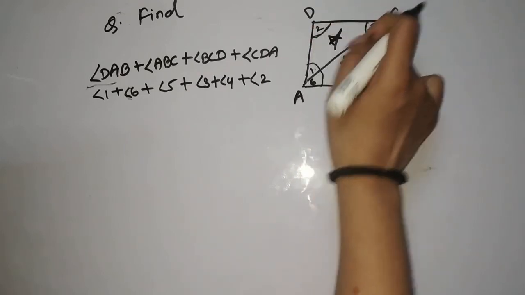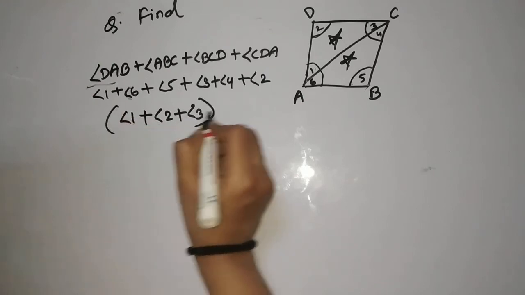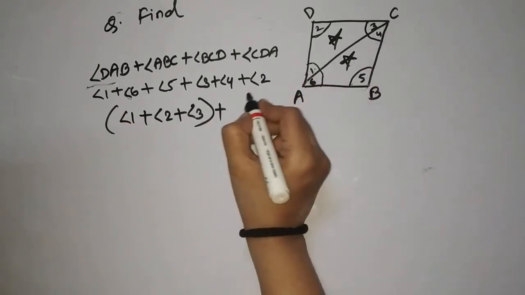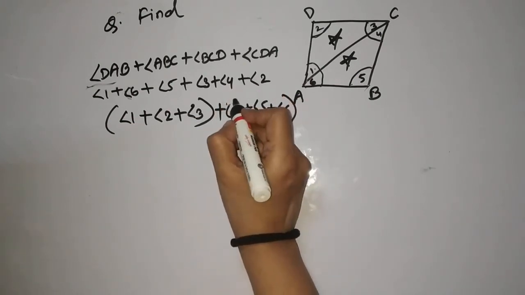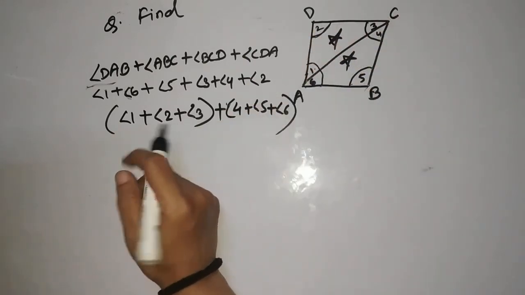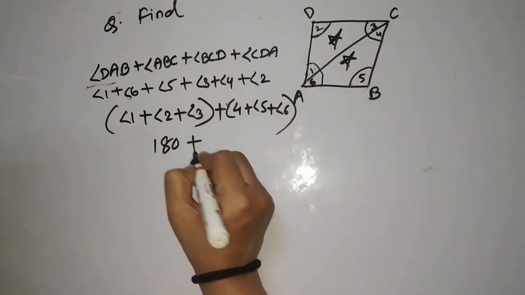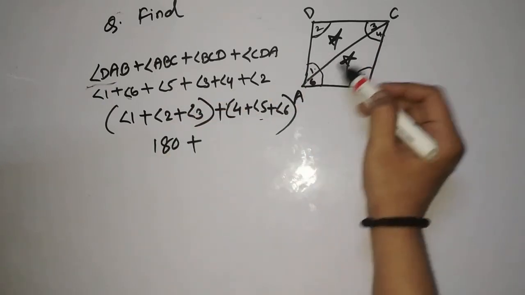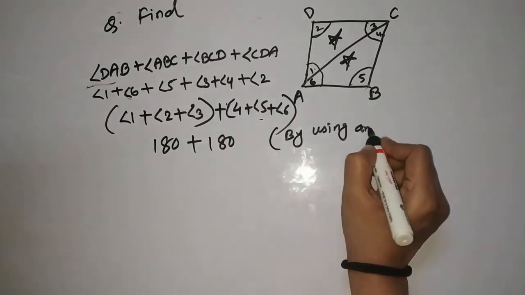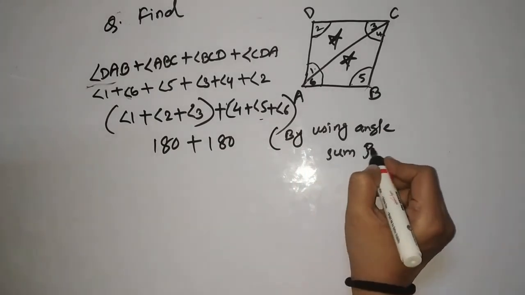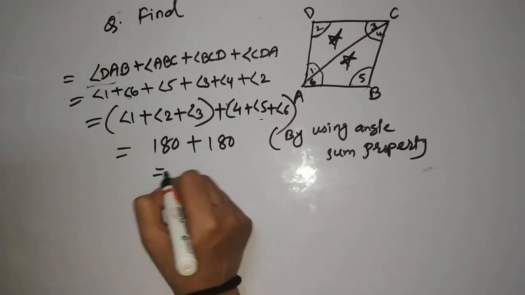So in this triangle the total angles are 1, 2, 3. So I'll arrange them: angle 1 plus angle 2 plus angle 3 in one bracket, plus angle 4 plus angle 5 plus angle 6 in another bracket. So this 1, 2, 3 makes the total of triangle ADC, so 180 degrees by using angle sum property, and this 4, 5, 6 again 180 degrees by angle sum property. So friends, it is totally going to come 360 degrees.